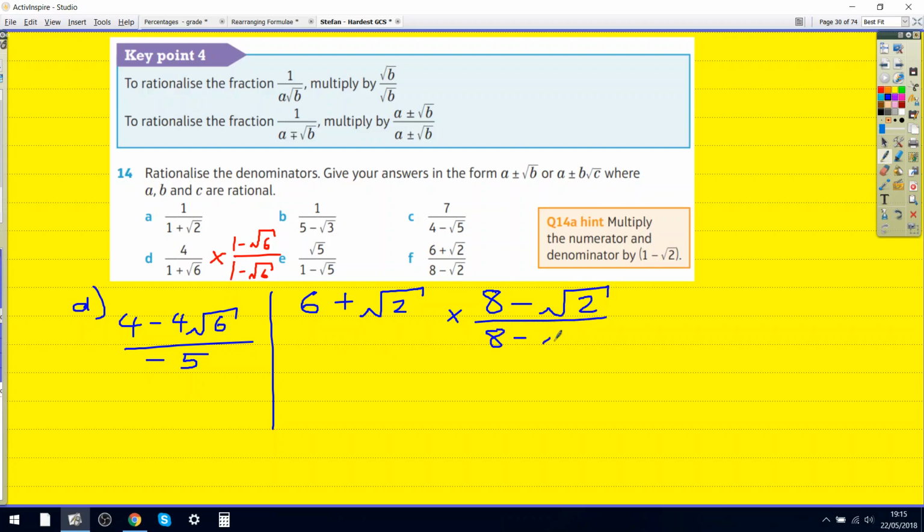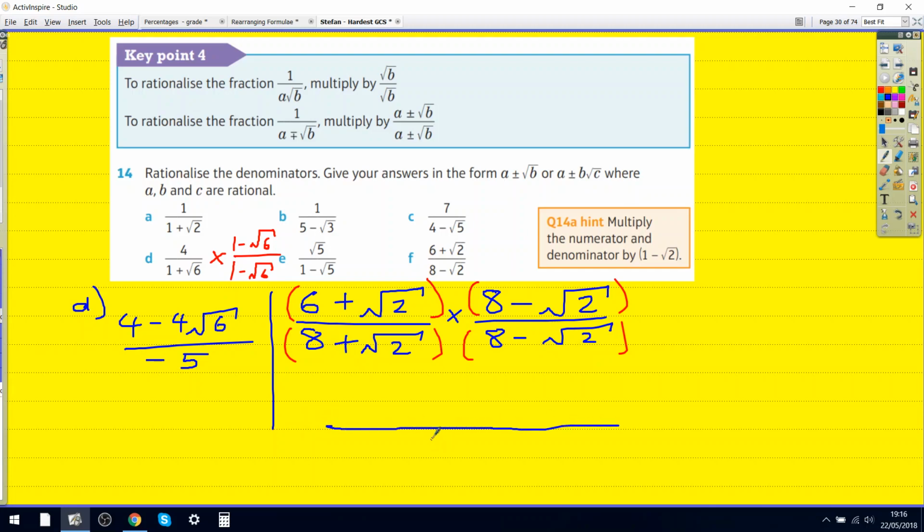Which would be, so is that just 6 plus root 2 again? So okay, we'd have a double bracket on top, which I can expand. So 6 plus root 2, and then 8 plus root 2 as well. And that would be over 8 times 8, 64, 64 minus 2 over 62. So then the top thing we will have is just 6 times 8, 48. So the thing on the top we'd have is 48. So that would be 50 plus 14 root 2.